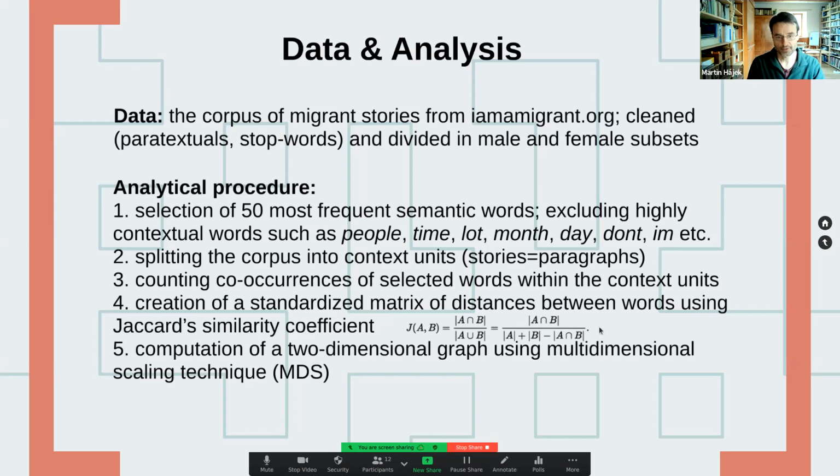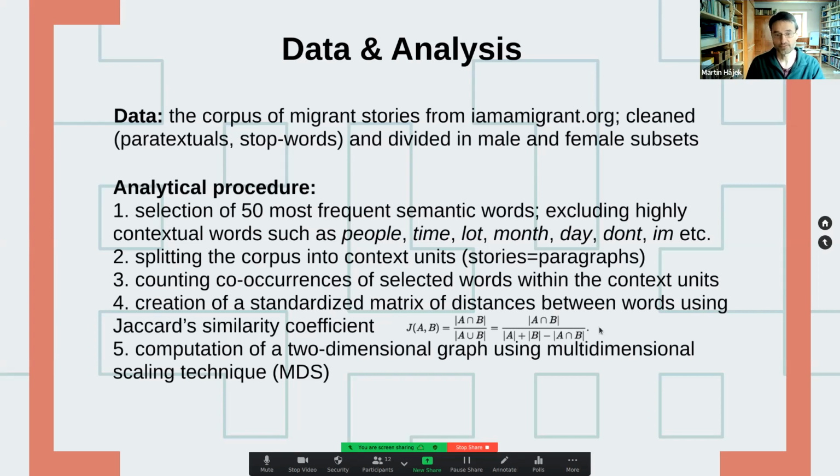And from these numbers of co-occurrences, I calculated standardized metrics of distances. The calculation is quite simple. It's called the Jaccard similarity coefficient, or index, that just divides the number of co-occurrences, meaning that the words A and B co-occur together in one story, by the whole number of occurrences of the words, for example country and home, A and B, in the corpus, minus the number of co-occurrences.